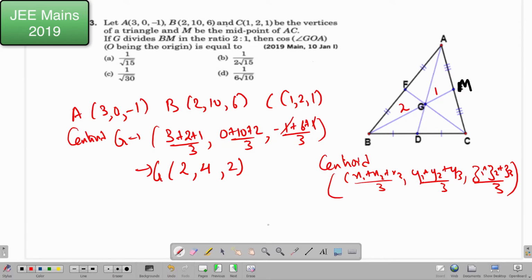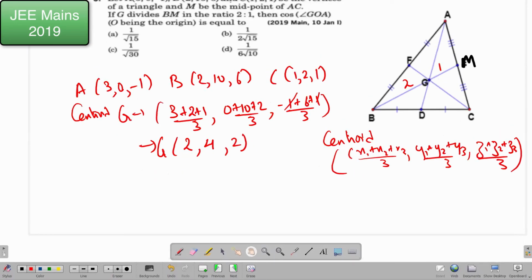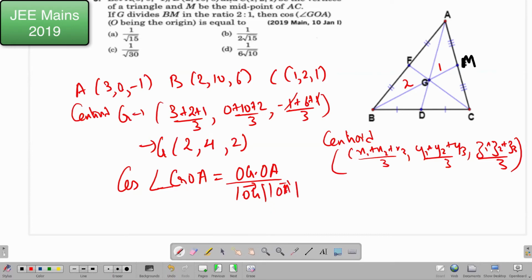What else do we have to find? We have to find cos of angle GOA. So cos of angle GOA, using the formula of cos theta, that is A dot B upon mod A mod B. In this case, we have OG dot OA upon mod OG mod OA, where O is the origin given to us.